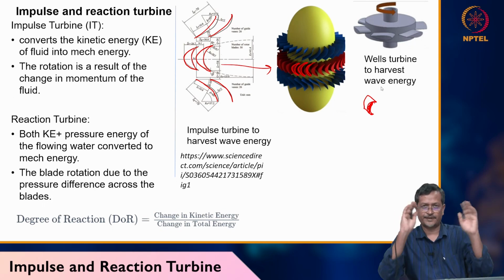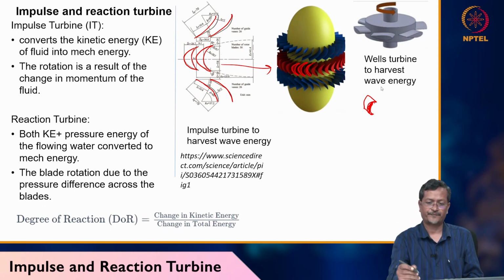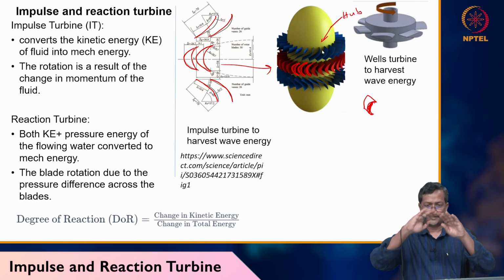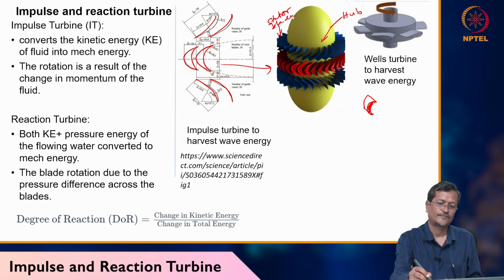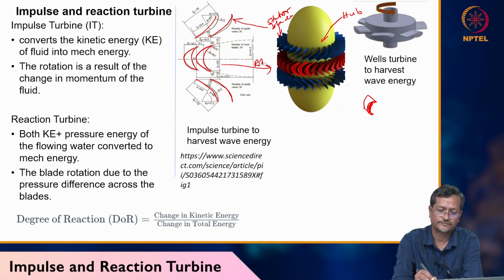So there will be several blades, maybe 35, 36 blades, all around this hub. On the hub, the impulse turbine blades are fixed. These are the stator blades, and this is the rotor blade, this is the rotor.